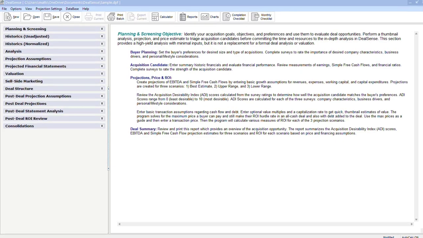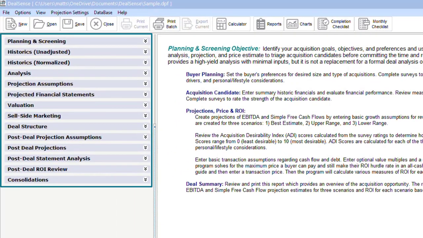This new module adds another dimension to DealSense that focuses on developing and using a buyer's goals and criteria to quickly evaluate and triage deal opportunities. This is a handy tool to help determine whether a given opportunity merits the time and energy for a more diligent analysis that is the heart of DealSense.